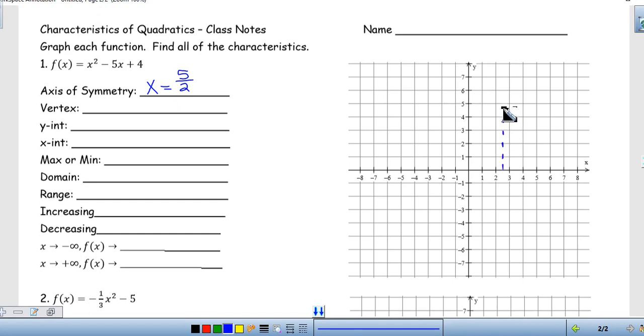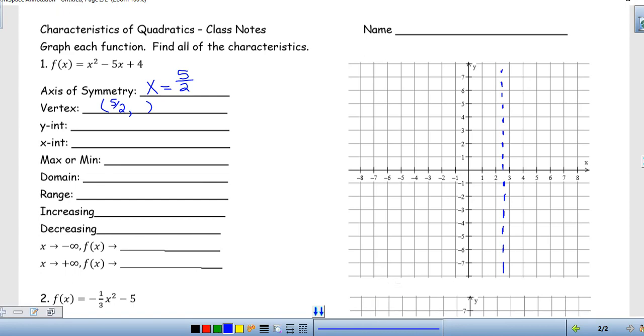Just like before, we'll graph our axis of symmetry using a dotted line. The axis of symmetry cuts our parabola into 2 equal parts. The vertex and the axis of symmetry share the same x value, so I can go ahead and write that down. To find the y value of the vertex, I'll take my x and plug it in for each of the x's in the original function.